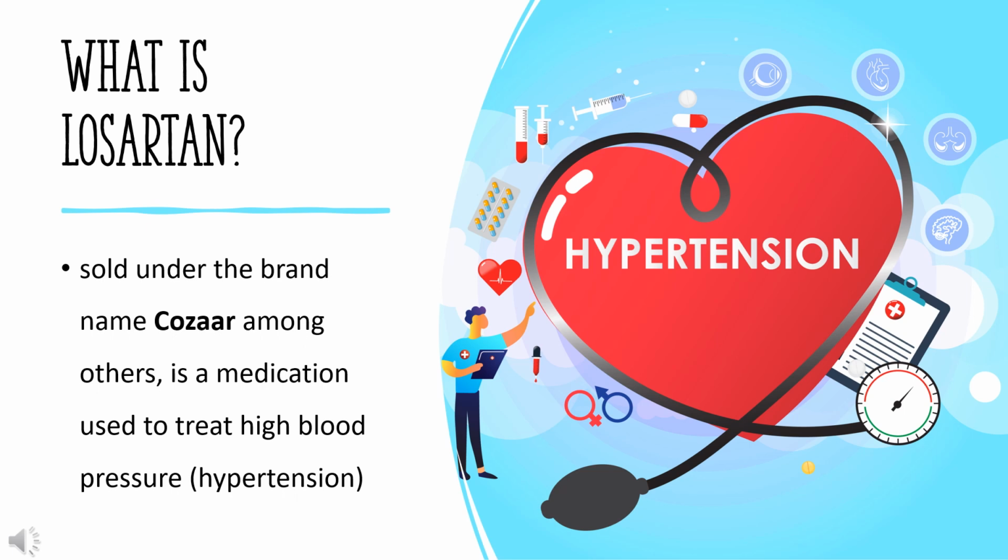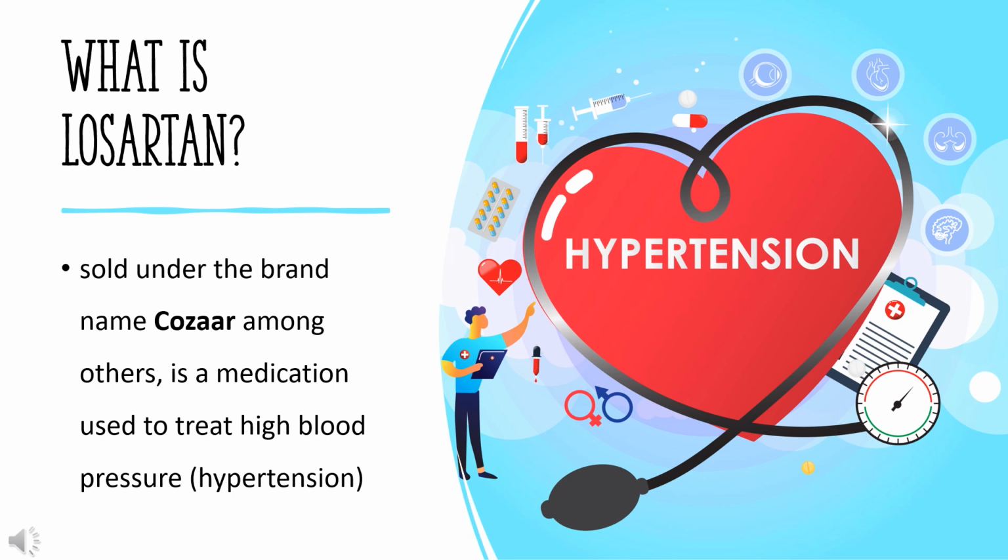What is Losartan? Losartan, sold under the brand name Cozaar among others, is a medication used to treat high blood pressure, hypertension. It is in the angiotensin receptor blocker, ARB, family of medication, and is considered protective of the kidneys. Besides hypertension, it is also used in diabetic kidney disease, heart failure, and left ventricular enlargement.